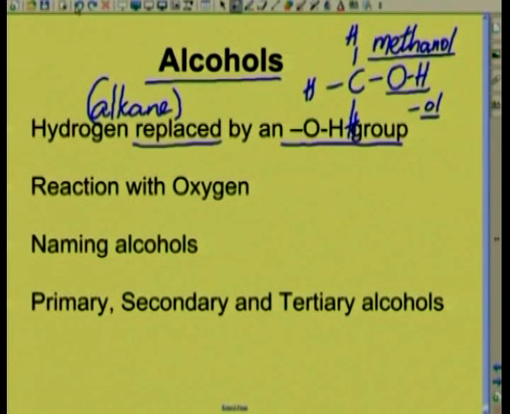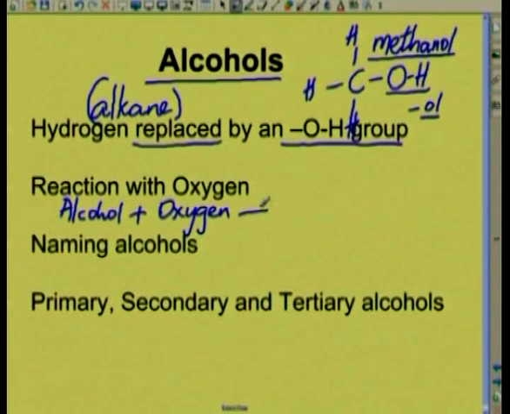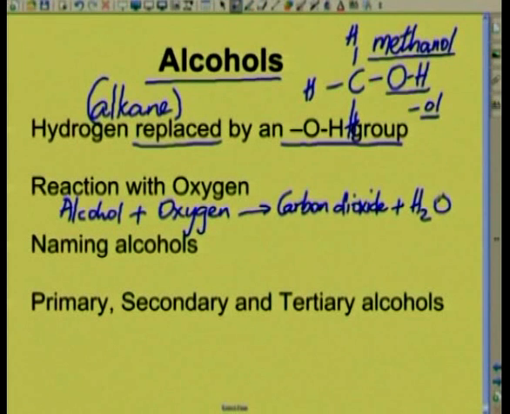Now, reaction with oxygen. If alcohols react with oxygen, this is what happens. If we have an alcohol reacting with oxygen, generally this is the formula. We would have carbon dioxide formed, and water. This is what is going to be formed. We will look into details about these chemical equations later on in the next lesson. But generally you must know that when an alcohol burns in oxygen, just like any other hydrocarbon, carbon dioxide is formed and water is formed.